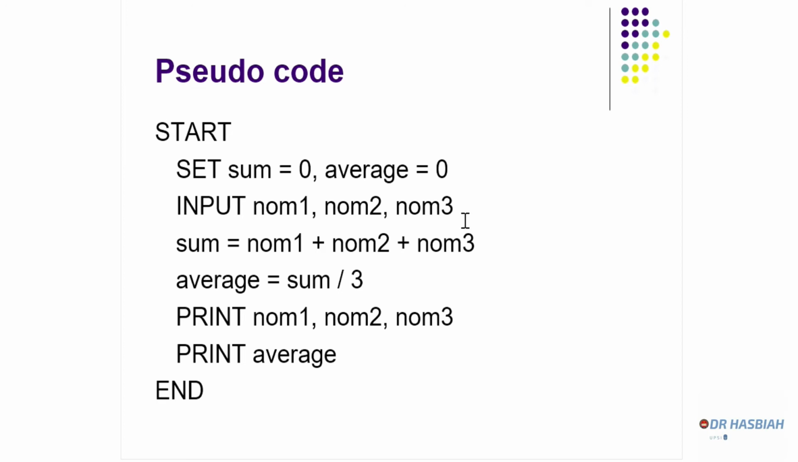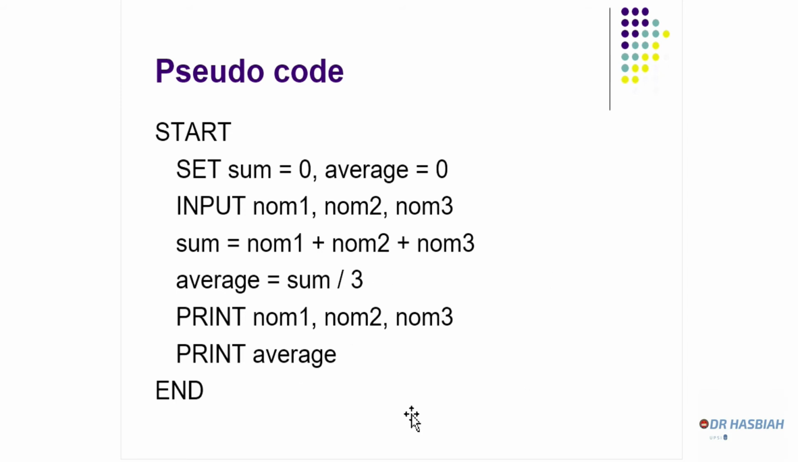Let's say user A inputs num1 is 1, num2 is 2, num3 is 3. What is the sum of these three numbers? 1 plus 2 plus 3 gives 6. Average is 6 divided by 3, so you get 2. After that, we print num1, num2, num3, which are 1, 2, and 3, and then print the average. What is the average we calculated just now? You get 2, so print 2 here.